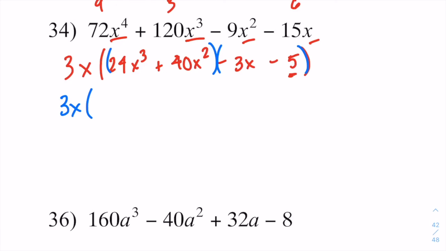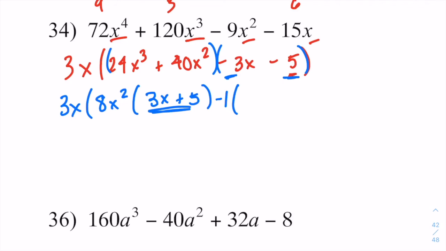We look at 24x cubed and 40x squared. They both have a common factor of 8x squared, and that leaves us with 3x plus 5. And then this is a little sneaky. There's no significant factor, I suppose, but they both have a -1 that can come out of it. And I know that -1 is going to be important to pull out because I want this to be 3x plus 5, and we have 3x minus 5. So I have to pull out a -1 to give me 3x plus 5 in both of those.